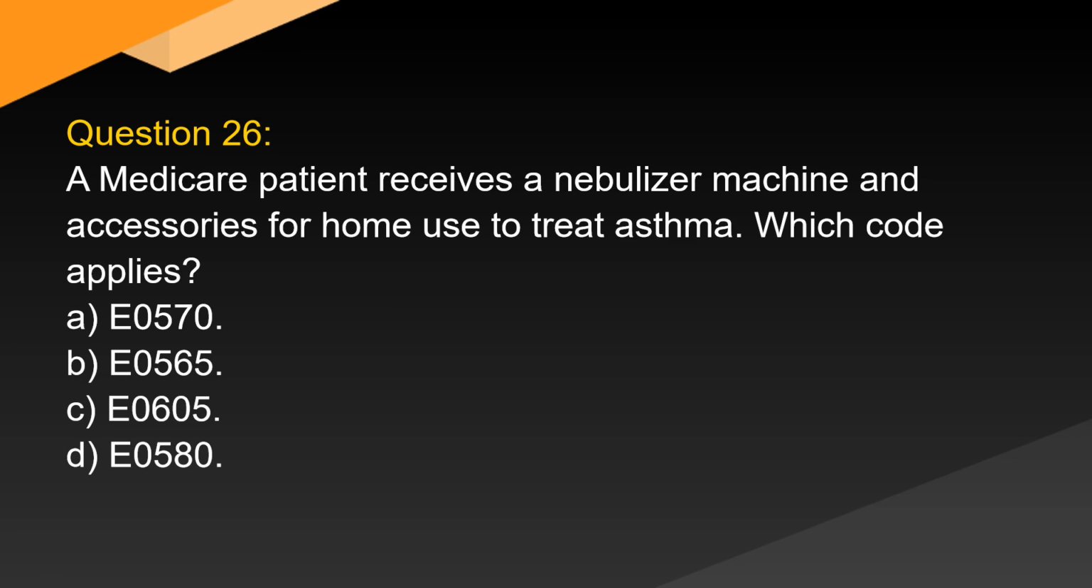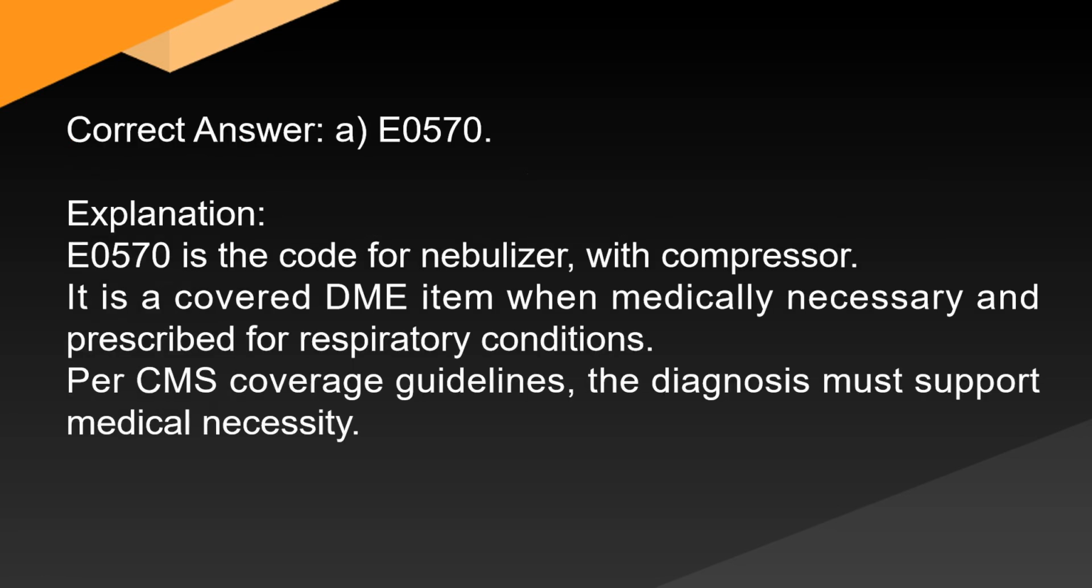Question 26. A Medicare patient receives a nebulizer machine and accessories for home use to treat asthma. Which code applies? A. E570, B. E565, C. E605, D. E580. Correct answer, A. E570. Explanation: E570 is the code for nebulizer with compressor. It is a covered DME item when medically necessary and prescribed for respiratory conditions. Per CMS coverage guidelines, the diagnosis must support medical necessity.